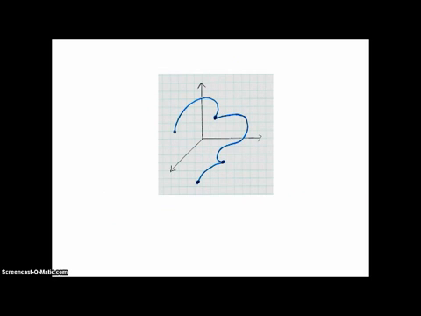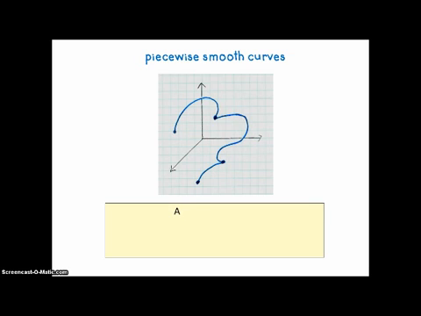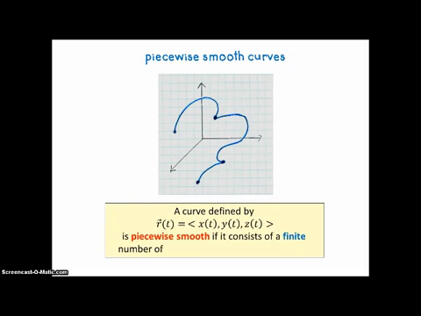Now this curve is called a piecewise smooth curve. You'll notice that if we broke it into 3 pieces, each of the 3 individual pieces would be smooth. So this is called a piecewise smooth curve. A curve defined by a vector-valued function in t is piecewise smooth if it consists of a finite number of smooth curves joined end to end. So it's not discontinuous if it's piecewise smooth.